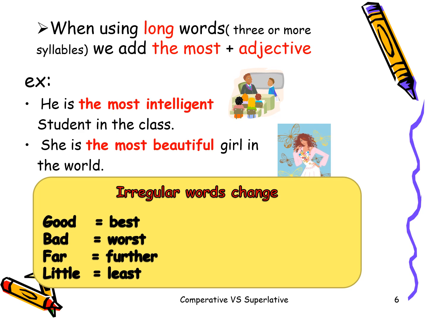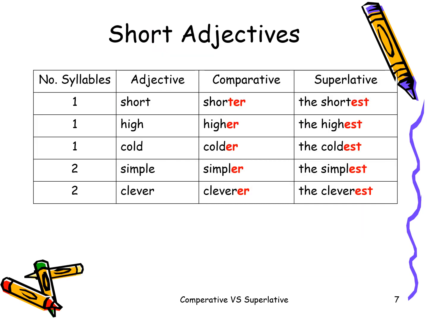Okay, let's move on. So we have some short adjectives here. Let's look at some short adjective examples. For example, short. It's a short word. It has just one syllable, short. So if you want to use it as a comparative, we use shorter. And as superlative, we use the shortest.